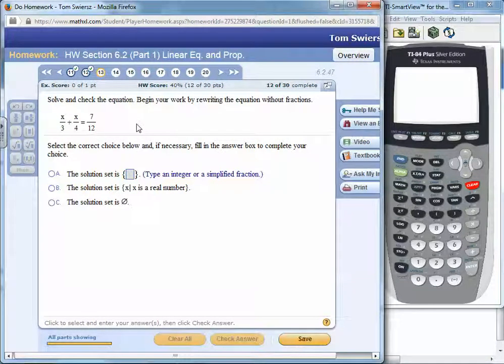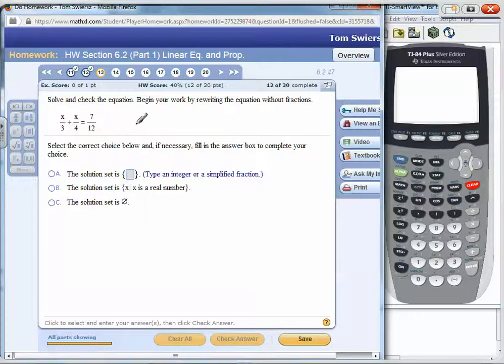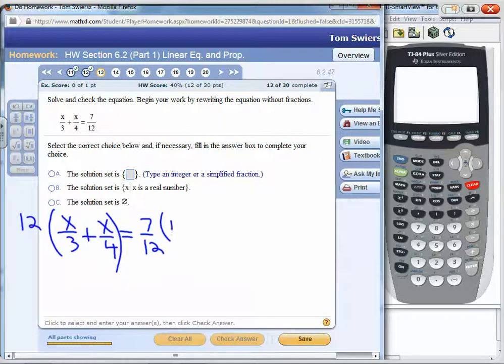Number 13. Here we have more fractions, or more denominators. x over 3 plus x over 4 is equal to 7/12. Notice, 3 times 4 is 12. So 3 and 4 are both factors of 12. And of course, 12 is a multiple of 12. So we can multiply both the left side and the right side by 12. That will clear all the fractions.